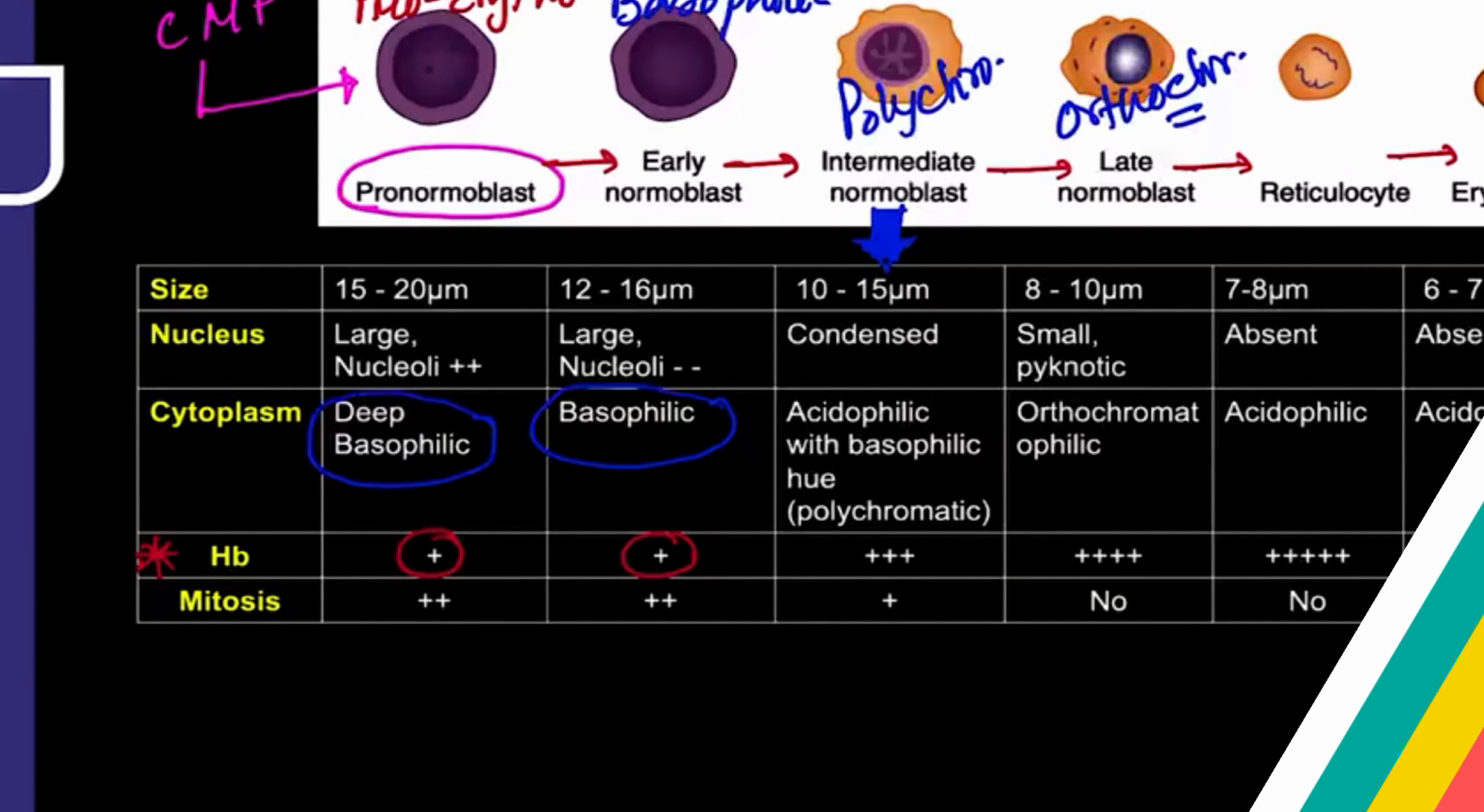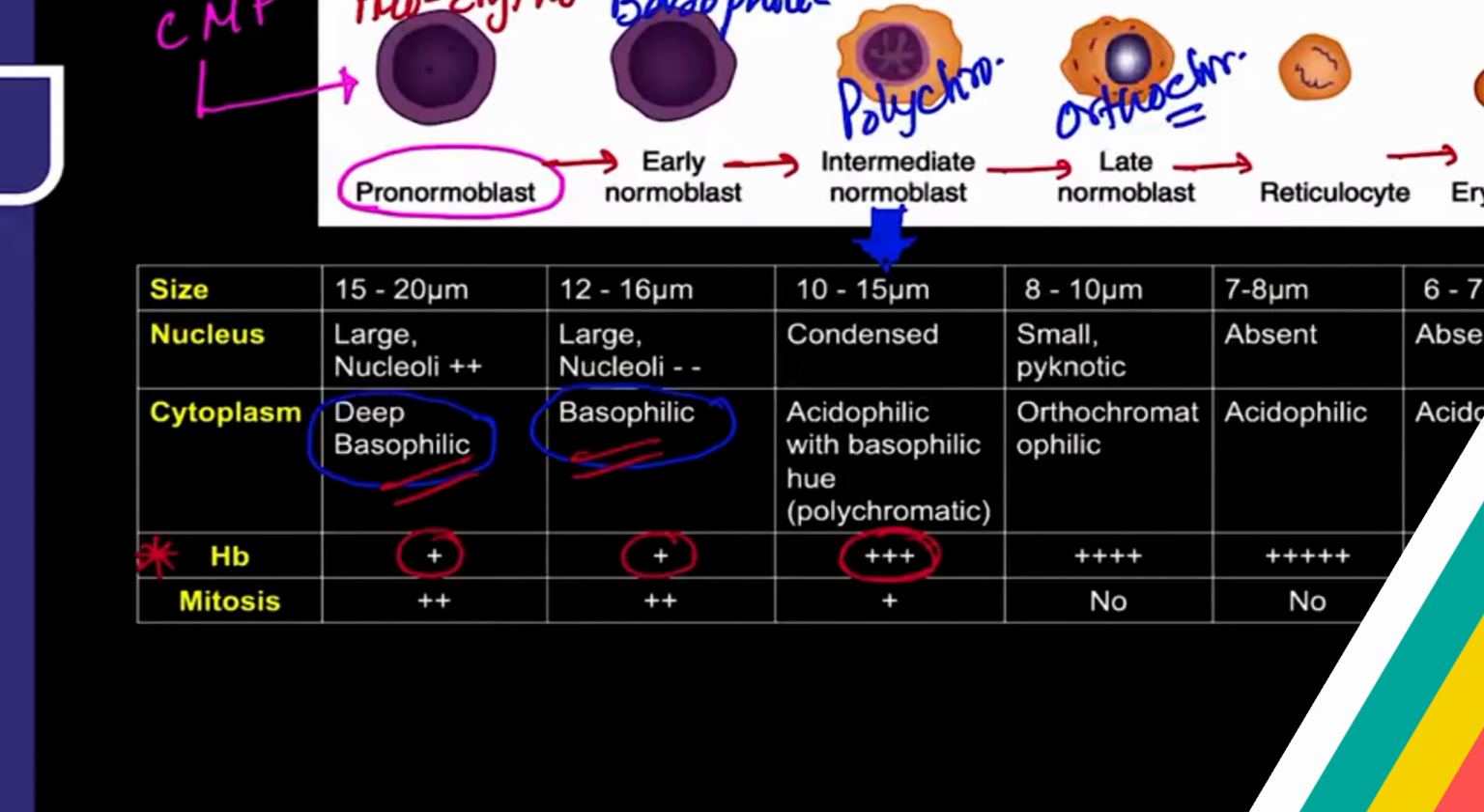Adequate amount of hemoglobin for the first time is appearing here. What do you mean by adequate? Adequate means adequate which is stained with Giemsa or Romanowsky group of stain. So because of the adequate hemoglobin, within this basophilic, within this bluish cytoplasm, some pinkish color will start appearing close to the nucleus. Getting my point?